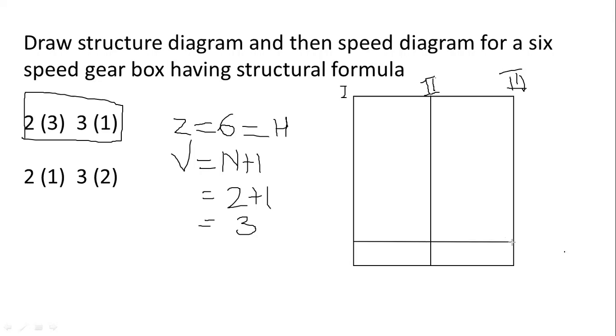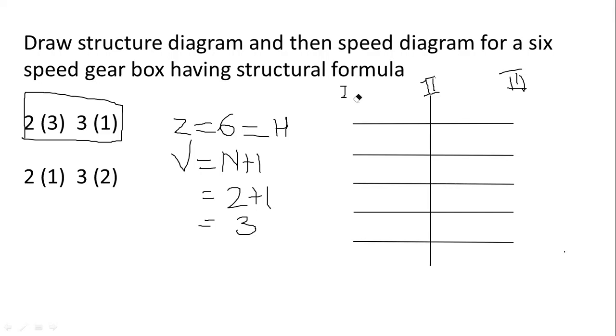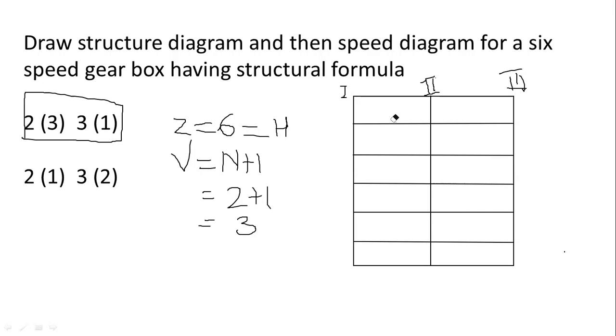So see, this is my second horizontal line. This is my third horizontal line. Remember, the gap should be equal. This is my fourth horizontal line, this is my fifth horizontal line, and this is my sixth horizontal line. The extra portion which is there, I have to erase it. So let me erase the extra portion, right? I'm erasing the extra lines.